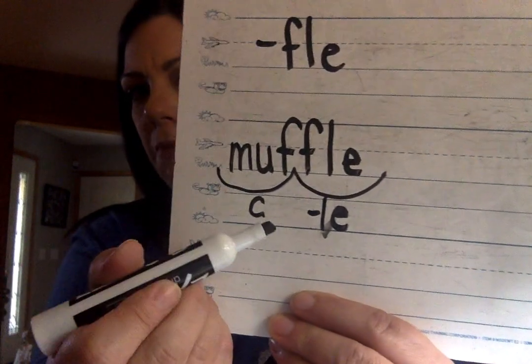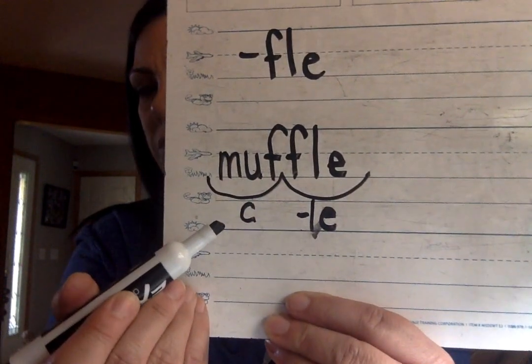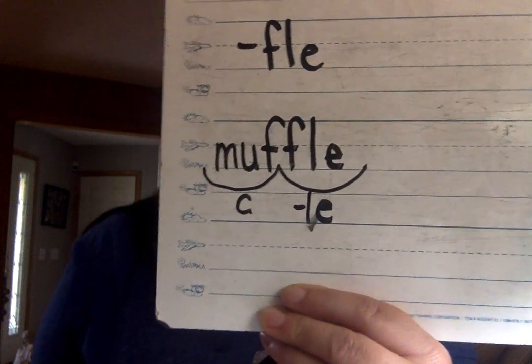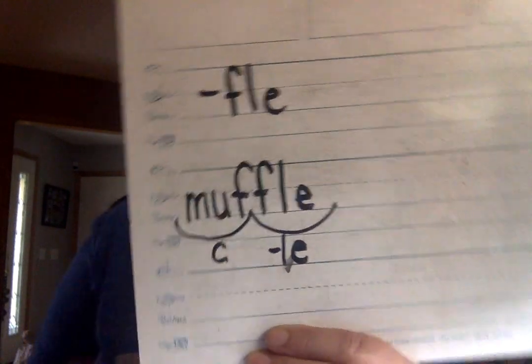Okay, I'm going to write it out. My word is muffle. Okay, try and write my word. Muffle. Muff. Full. Okay. Muffle. Muff. Full. Closed in the first syllable. Second syllable is the L-E syllable.